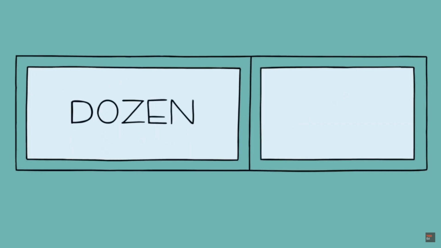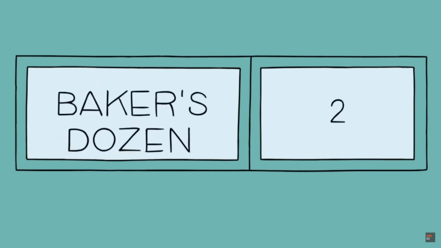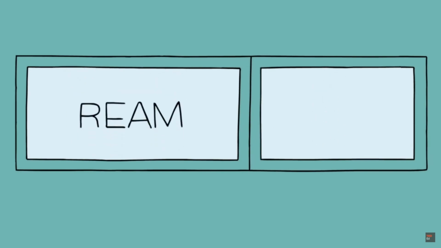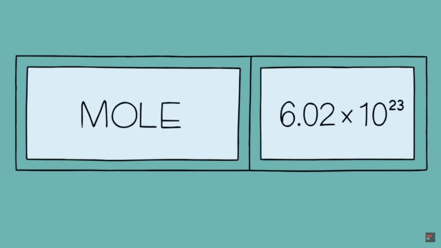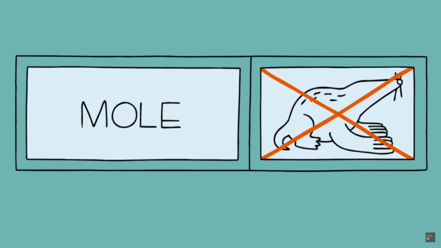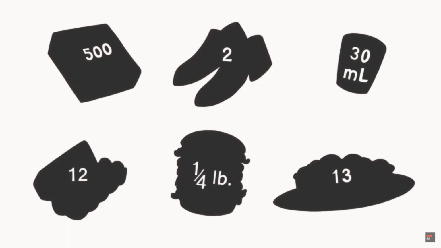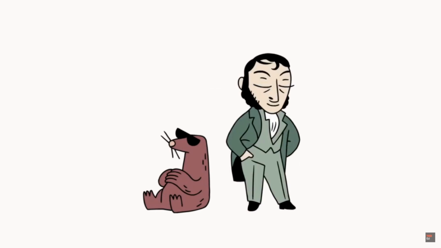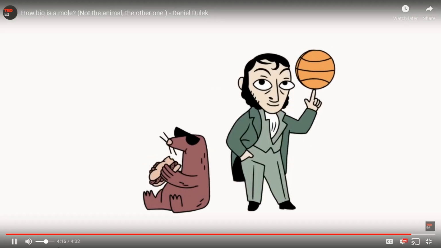When we hear the word dozen, we probably think of the number 12. We also know that a pair is 2, a baker's dozen is 13, a gross is 144, and a ream of paper is, anybody? A ream is 500. Well, a mole is really the same thing. For a chemist, a mole conjures up the number 6.02 times 10 to the 23rd, not a fuzzy little animal. The only difference is that the other quantities are more familiar to us. So there you have it, the story of the mole, Avogadro, basketballs, and how to buy salami at the grocery store.